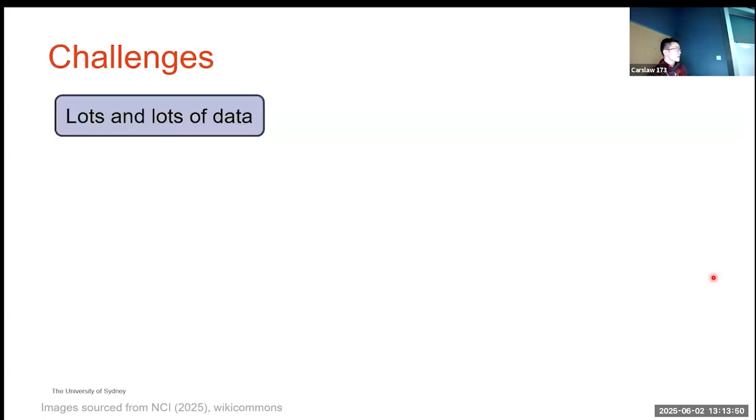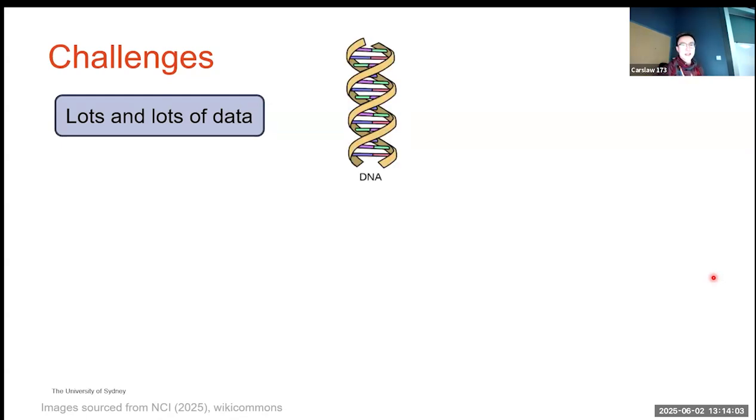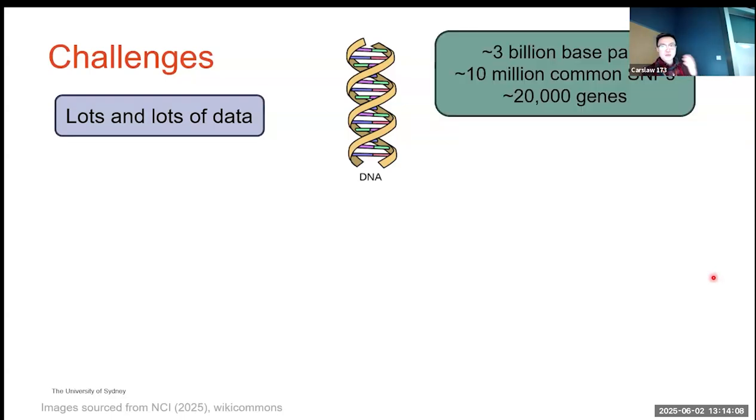So first, there is a lot of data. Because this technology is getting more accessible, we can generate these really crazy amounts of data. And in particular, if you look at the genomics level, there's 3 billion base pairs and 10 million common single nucleotide polymorphisms, like gene mutations. And there's about 20,000 genes to look at. And so the scale of the data that we're generating has a lot of features in there.